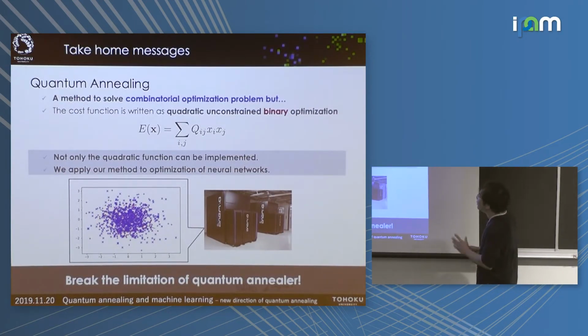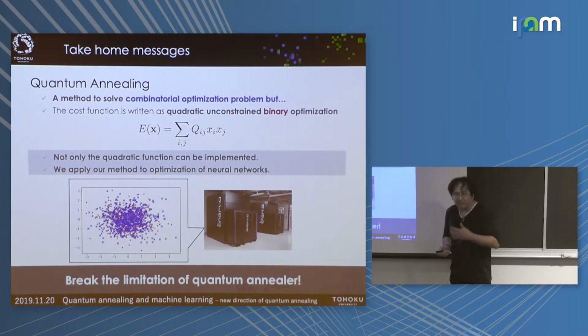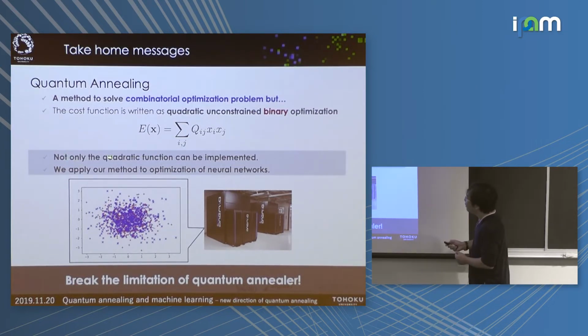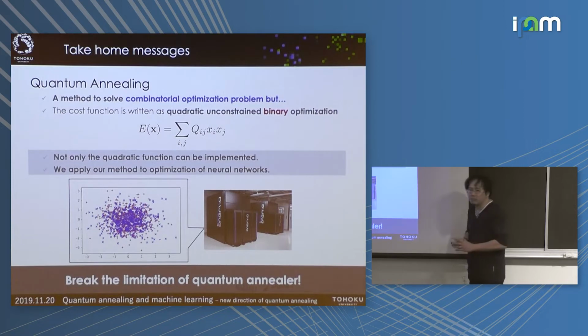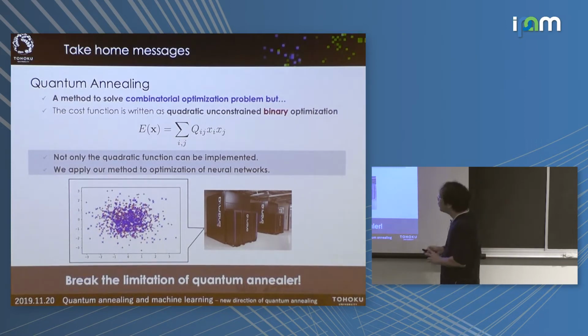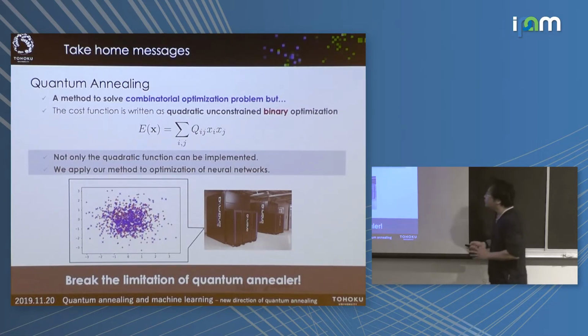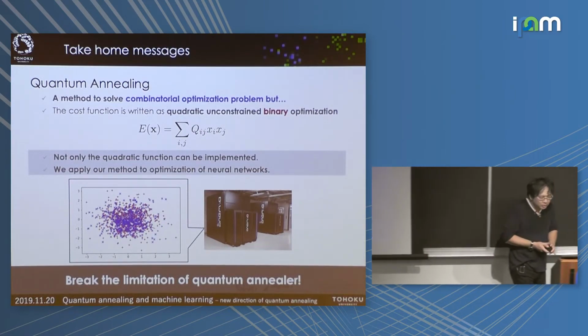Quantum annealing is originally a method to solve combinatorial optimization problems, and the cost function should be written as a quadratic unconstrained binary optimization problem. But after my talk, not only quadratic functions can be implemented; you can implement non-linear transformations in this machine by use of statistical mechanics. And then we apply our method to the optimization of deep neural networks.